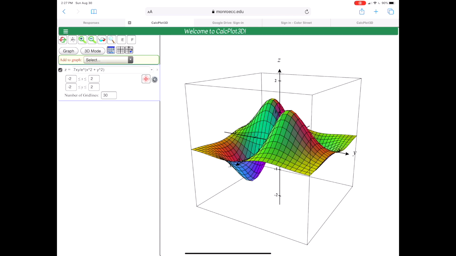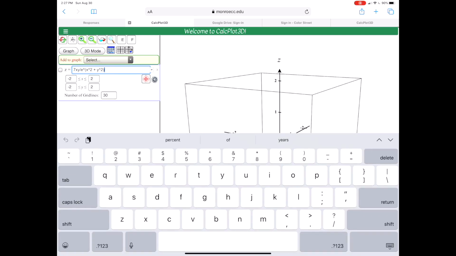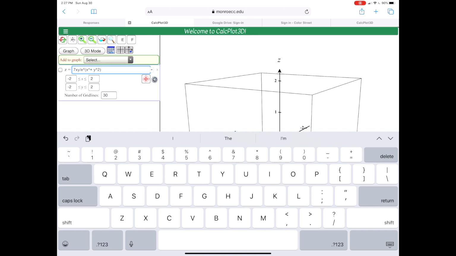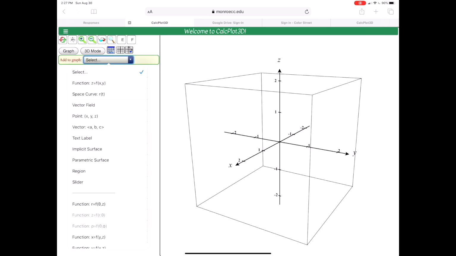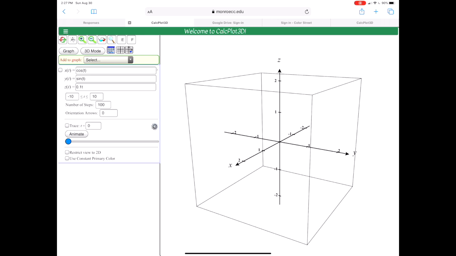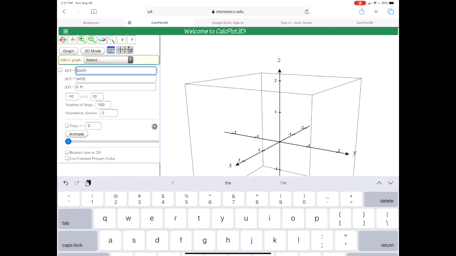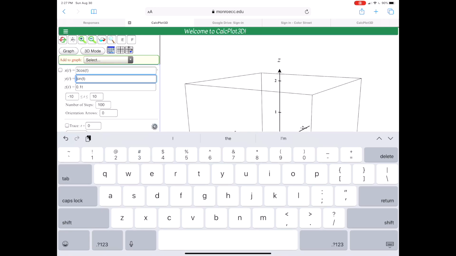So again, we're using CalcPlot 3D. Let's get rid of this one, and just take this guy out, and then we're going to select a space curve. I bet that's going to be it. Yep. Okay, so what was our x of t? It was 3 times cosine t, and then we had 4 sine t, and then we had t over 2.